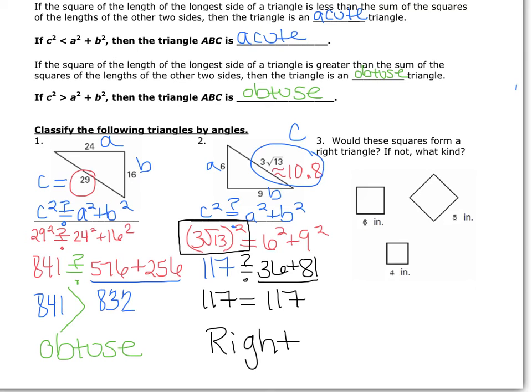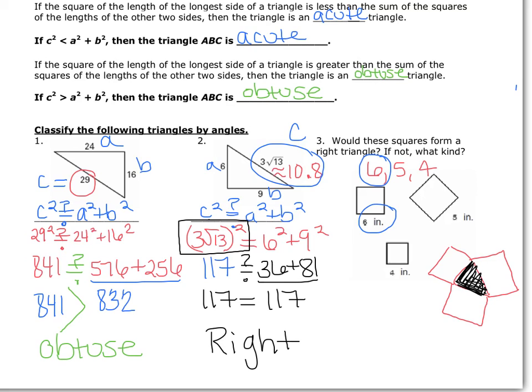Next, would these squares form a right triangle? If not, what kind? What this is asking is, if we were to align the corners of everything, and we put this square here, and we have a square coming off this side, would this in here form a right triangle? If it wouldn't, what kind would it form? Regardless of the diagram, or if you have a list of numbers, like lengths 6, 5, and 4, sometimes they don't give you a picture, they just give you a list of numbers. You're always going to choose the largest one as the hypotenuse.